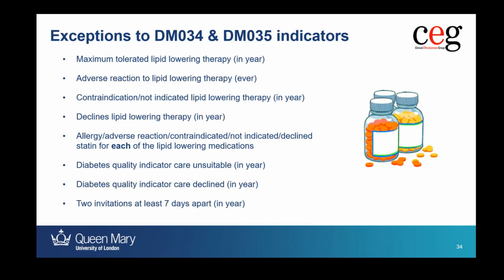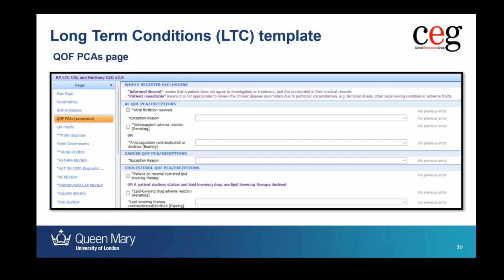Or you can code 2 invitations at least 7 days apart. Next slide. So again, this is just a screenshot of the QOF PCA page on the long-term conditions template. This will have all of the exception codes for each of the diseases. Next slide.